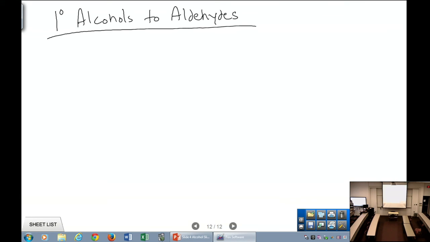So there are three reagents we can use to do this. If you have an alcohol, you treat it with Dess-Martin periodinane. Should I spell this right? There we go. I'm sorry.